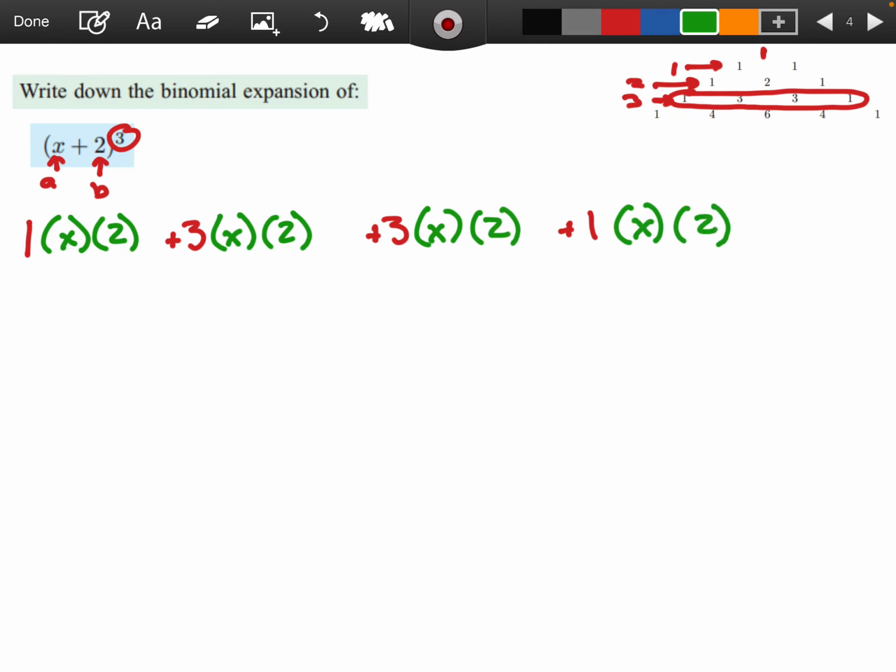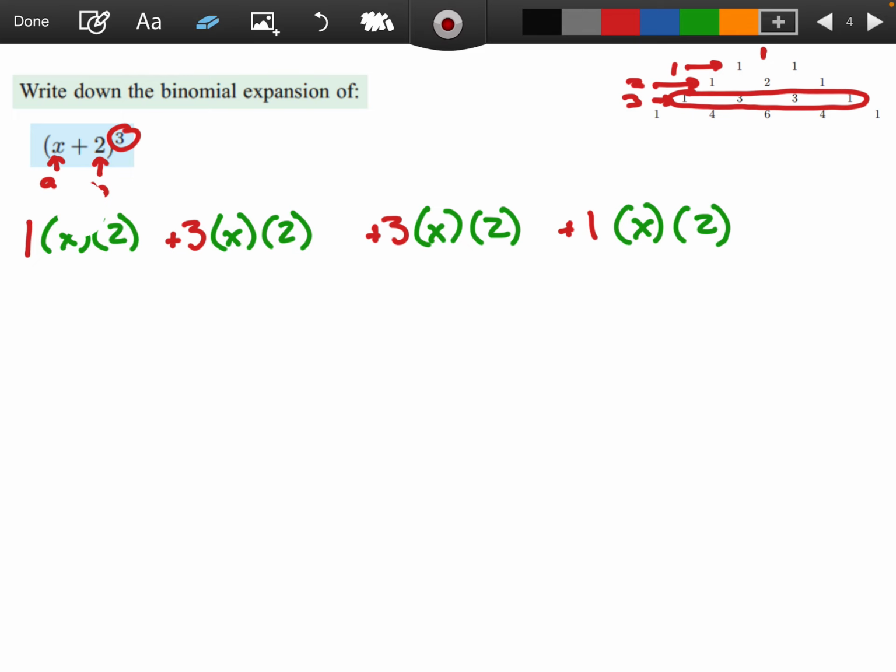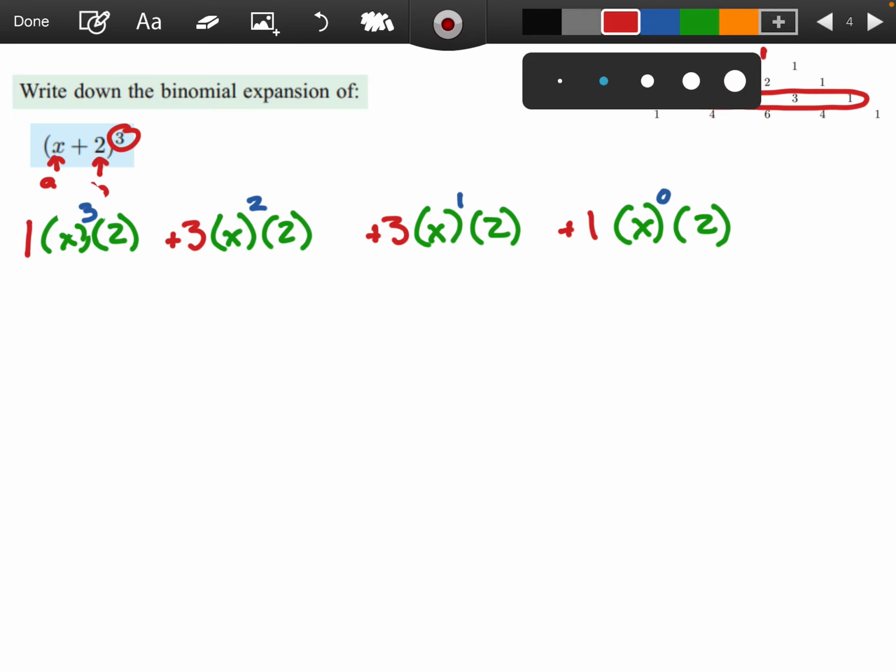Okay, so the next step, after you've completed that, is to work out your exponents. On your A term, the first term will get the highest exponent, which is a 3. So that first x will get a 3. The next x will get a 2. The next x will get a 1. And the final x will get a 0. So you start at the highest power and you work your way down from there.